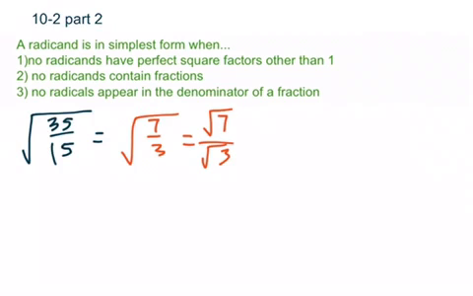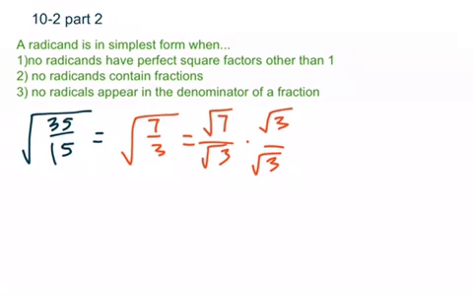Now that I have the square root of 7 over the square root of 3, I can fairly simply eliminate that radical in the denominator, because we also know that we can't have radicals in the denominator of a fraction. To eliminate that, all I do is take whatever my denominator is, in this case the square root of 3, and multiply by the square root of 3 over the square root of 3. Whatever I multiply by in the denominator, I have to multiply by the same thing in the numerator.